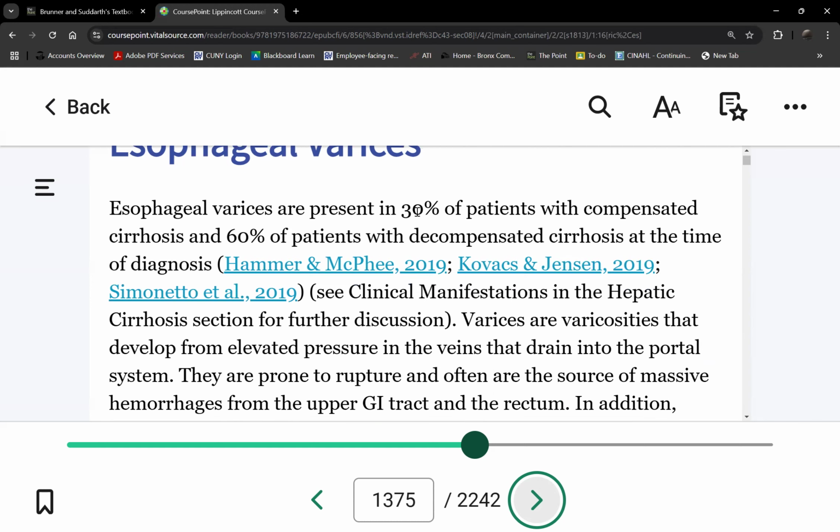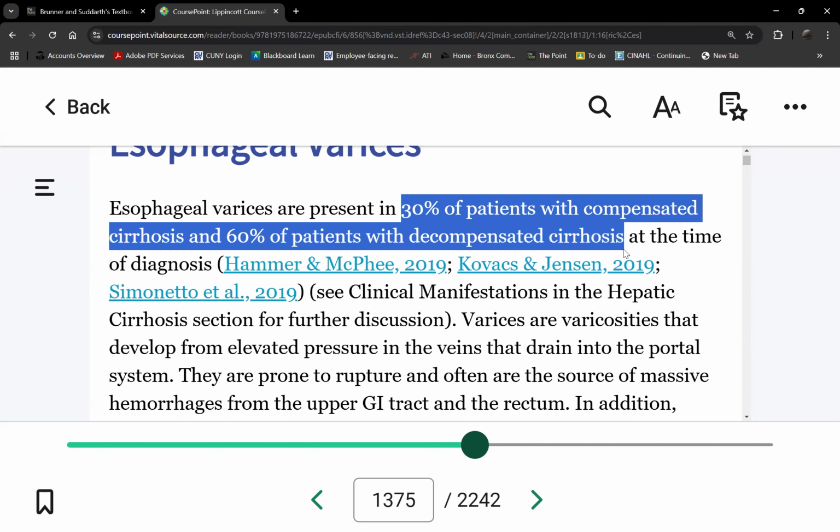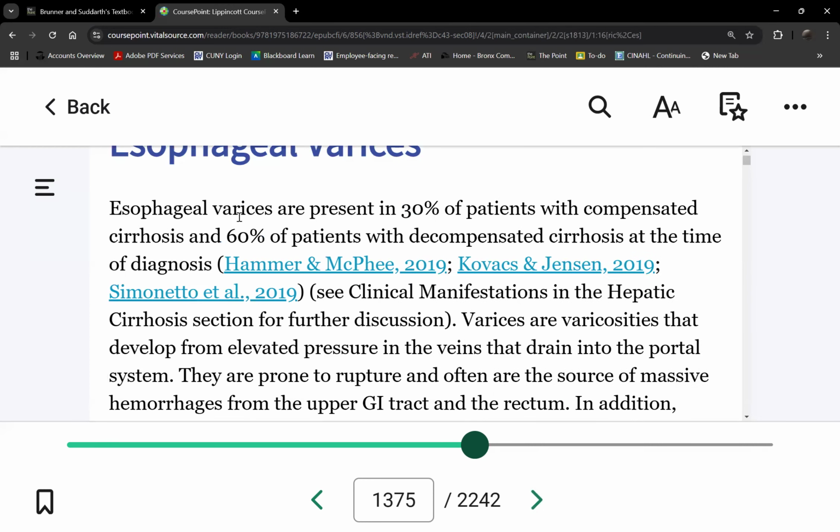Look at the statistics. 30% of compensated and 60% of decompensated cirrhosis. Now, the difference between compensated and decompensated is when we say compensated cirrhosis, meaning you're stable and your body is adjusting well. Your heart, your lungs, your kidneys are somehow adjusting to the shortcomings of your liver. Whereas when you have decompensated, meaning are they handling it well? No, the body is not doing well. So that's 90% total, correct? So only about 10% of cirrhosis patients have no esophageal varices.